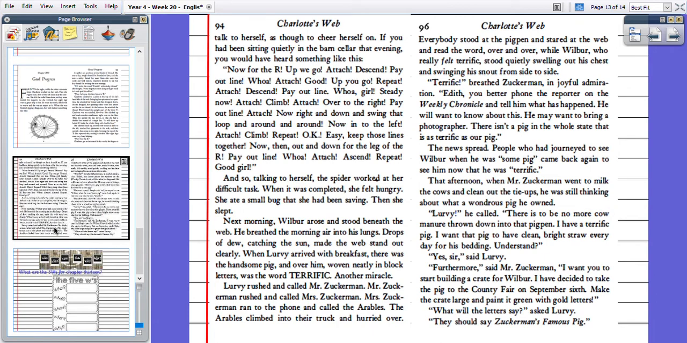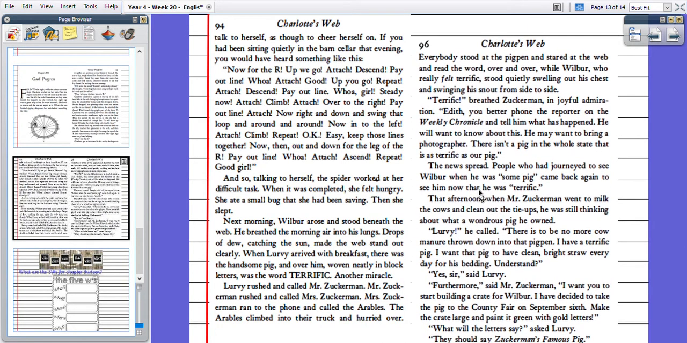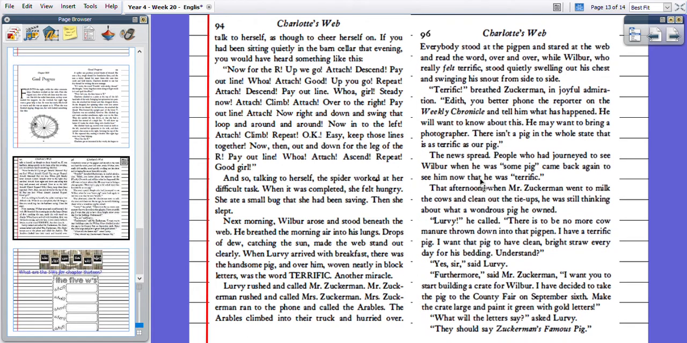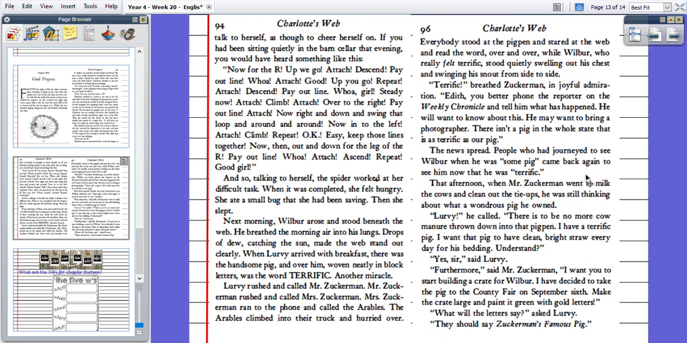Another miracle. Lurvy rushed and called Mr. Zuckerman. Mr. Zuckerman rushed and called Mrs. Zuckerman. Mrs. Zuckerman ran to the phone and called the Arables. The Arables climbed into their truck and hurried over. Everybody stood at the pig pen and stared at the web and read the word over and over, while Wilbur, who really felt terrific, stood quietly swelling out his chest and swinging his snout from side to side.